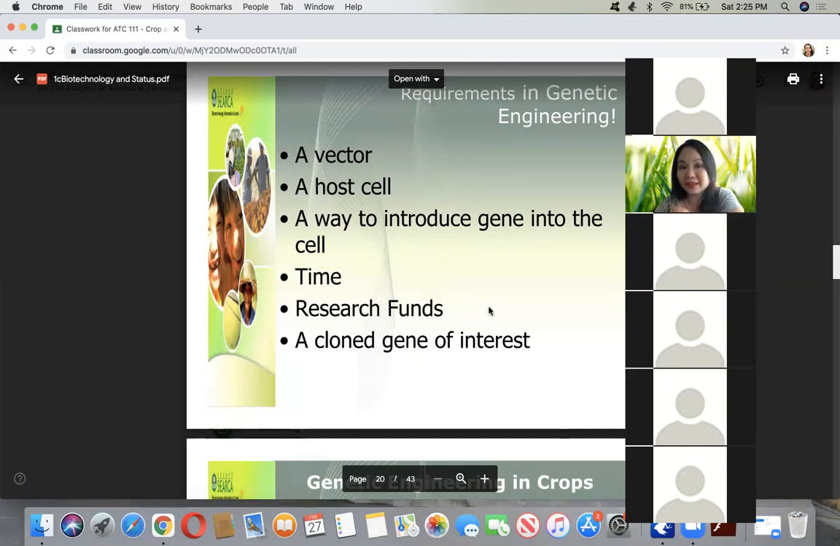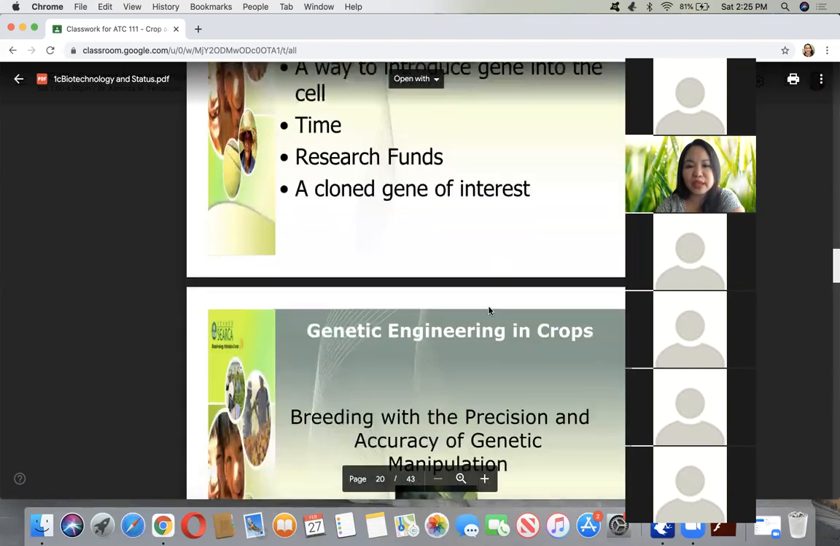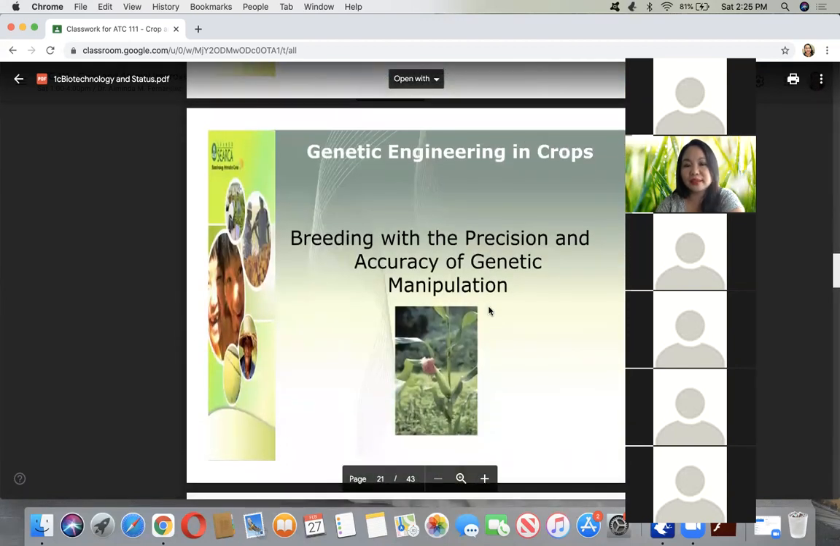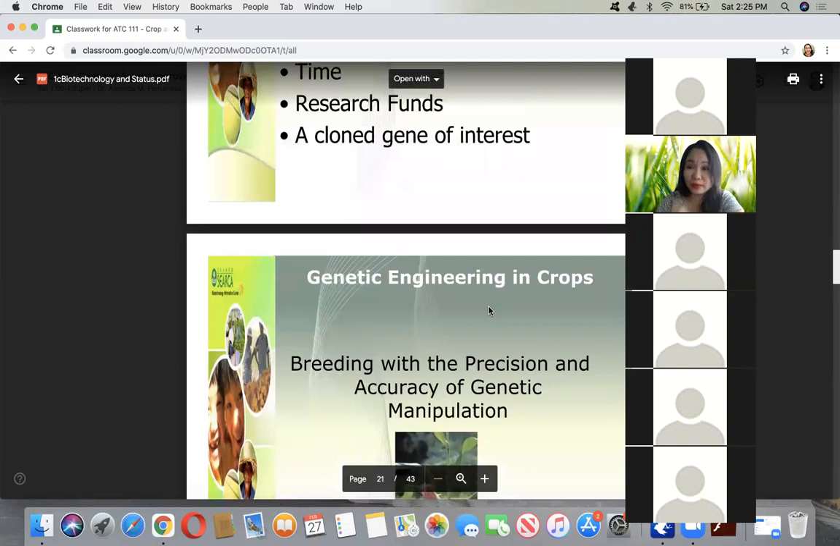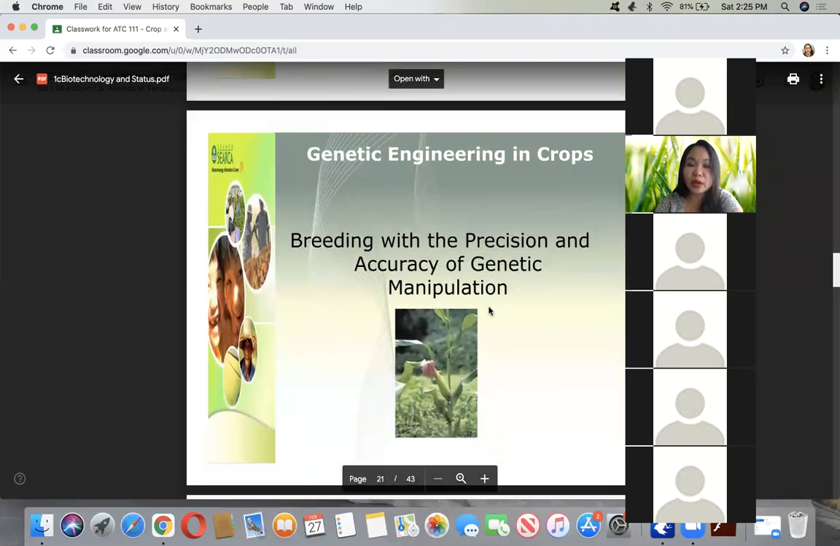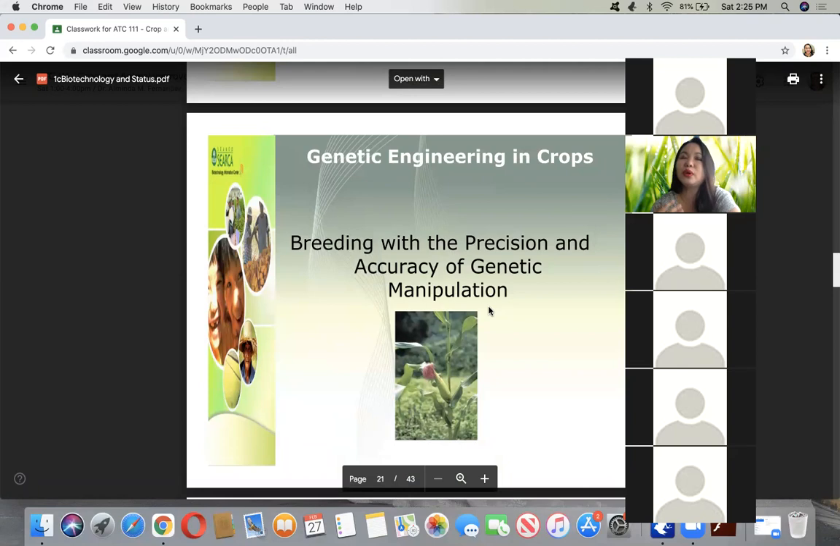Kung ano ang kailangan, like for now, no? What do we need? So ano bang mauuna, yung higher yields, or we tend to go back, or we tend to choose genetic engineering to answer food security and malnutrition and poverty. So yun ang mga reasons natin. But we don't know yet the risk to come. Breeding with precision and accuracy of genetic manipulation.